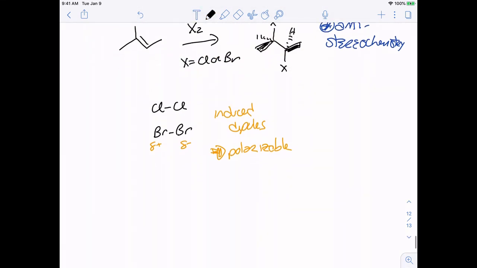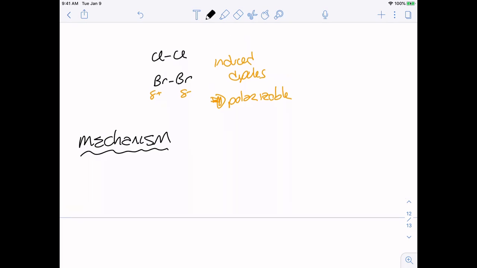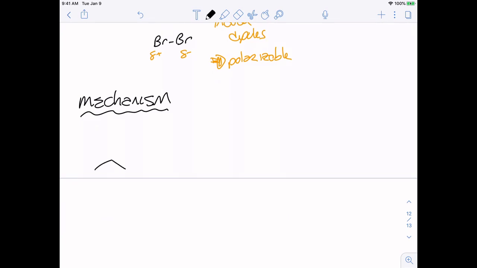So one of the halogens in my diatomic halogen molecule is going to be electrophilic. So my mechanism: because this is also an electrophilic addition reaction, my pi electrons are going to grab onto the electrophile, which is why I wanted to show that there are induced dipoles on those. They are pretty polarizable. I'm actually going to do this mechanism with an unsubstituted one first, just so you can see where everything is going. It might be easier.